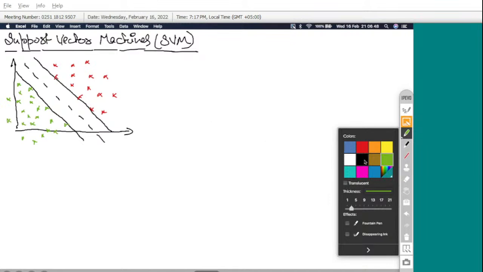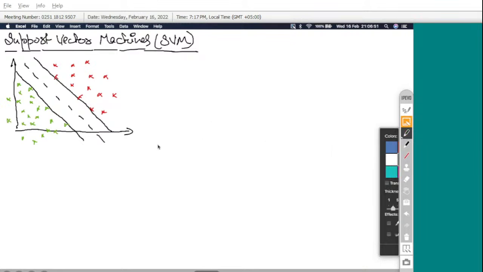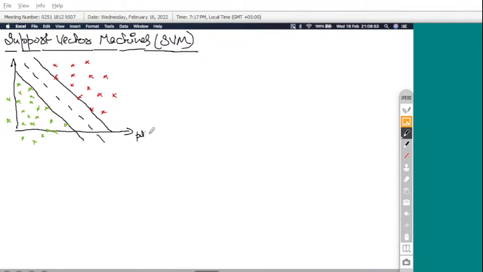Let's take the same example: pulse rate and blood sugar level. These patients are having the disease. These people are not having the disease. Right? And the support vector machine will try to look for a best fit hyperplane that can separate the classes.